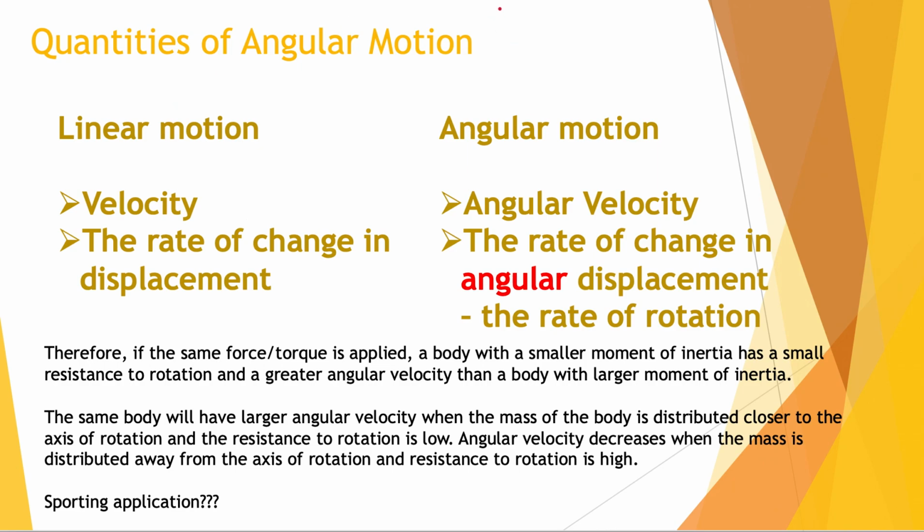So our second quantity, I would again on your page just split it in half here, so you've got linear motion at one side and angular at the other. Because again, last year we looked at velocity. So velocity is the rate of change in displacement, and now this year for angular motion we've got angular velocity, and again all we need to do is drop this angular word in. So it's the rate of change in angular displacement, or in simple terms, the rate of rotation. How fast is something turning about its axis of rotation?